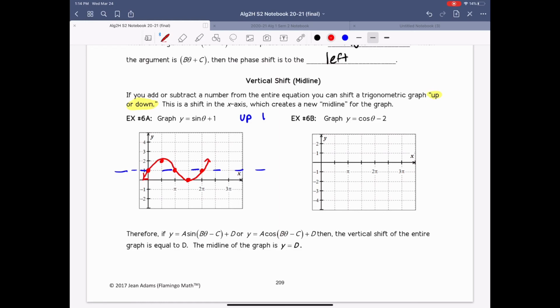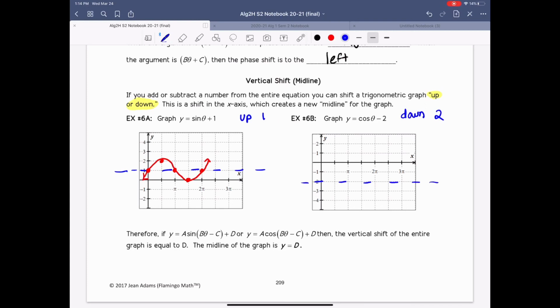Next up, we have example 6b, y equals cosine of theta minus 2. So once again, our midline is typically that x-axis, but if we have a vertical shift here, which in our case is negative 2, so we're going to go down 2 units, that means I'm going to take that midline and shift it down 2. So this is going to be my new midline. I'm going to make this a dotted line at y equals negative 2.